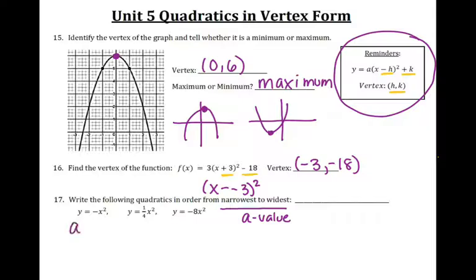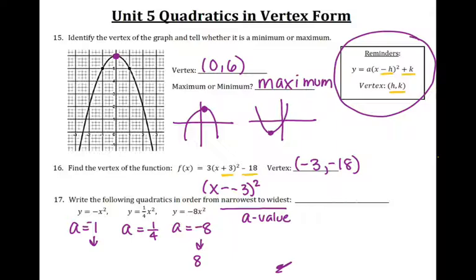So for this one, a is going to be negative 1, but I'm just going to look at it as a 1. For my second one, a is 1/4. And for my third one, a is negative 8, but again, I'm just going to look at it as an 8, so I can compare my values from narrowest to widest. So the graph that's going to be the most narrow is going to have your highest value for a. So again, I'm not going to pay attention to the fact that these are negatives.